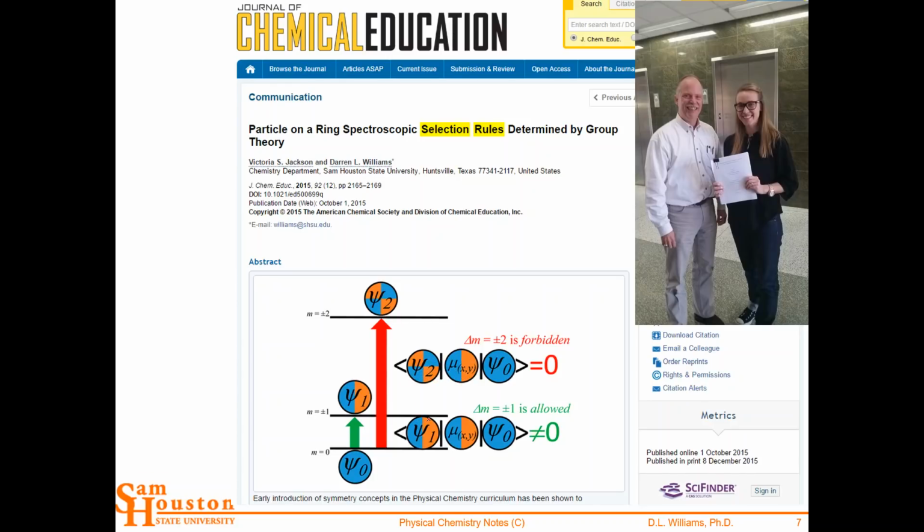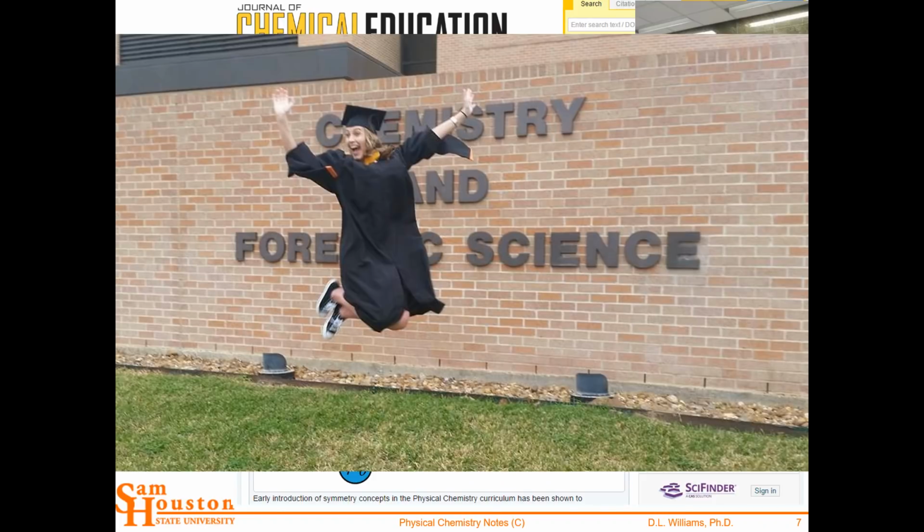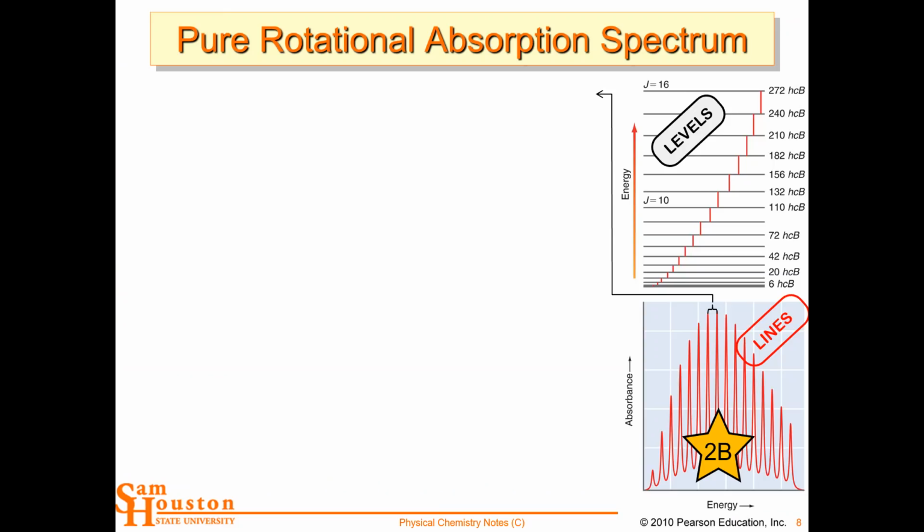And so getting into the paper and looking at what those pictures mean, you'll see that we could describe the selection rules for rotational spectroscopy using symmetry as well. And so she got her degree. Yay. Okay. So fantastic student.